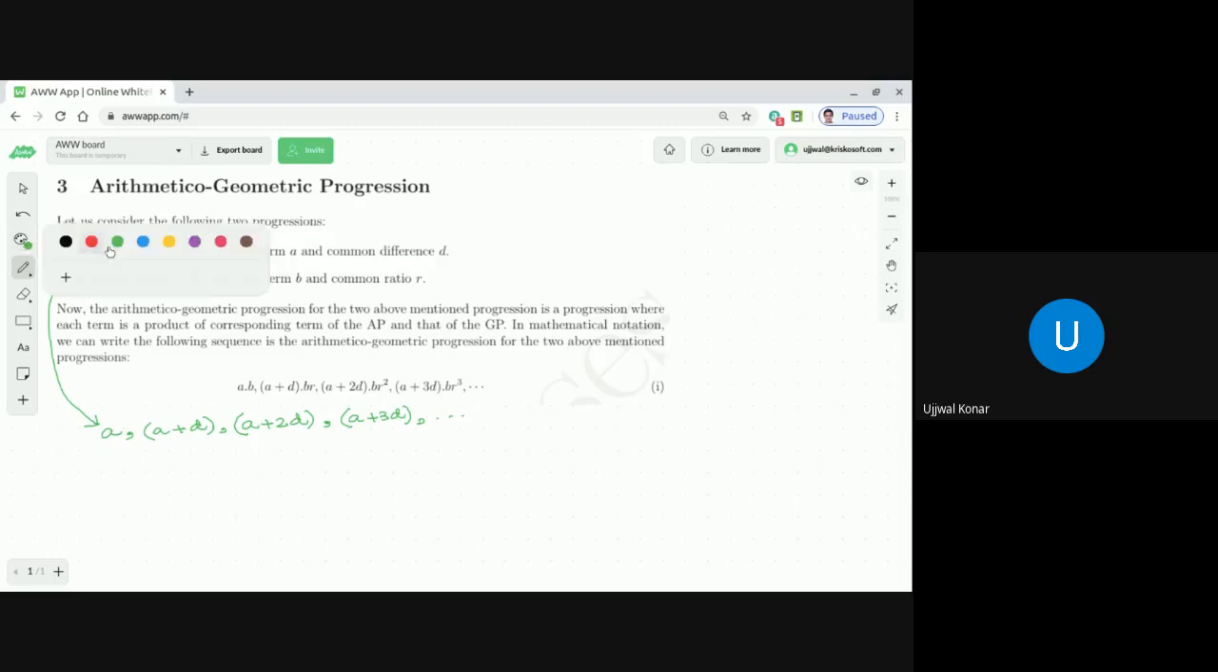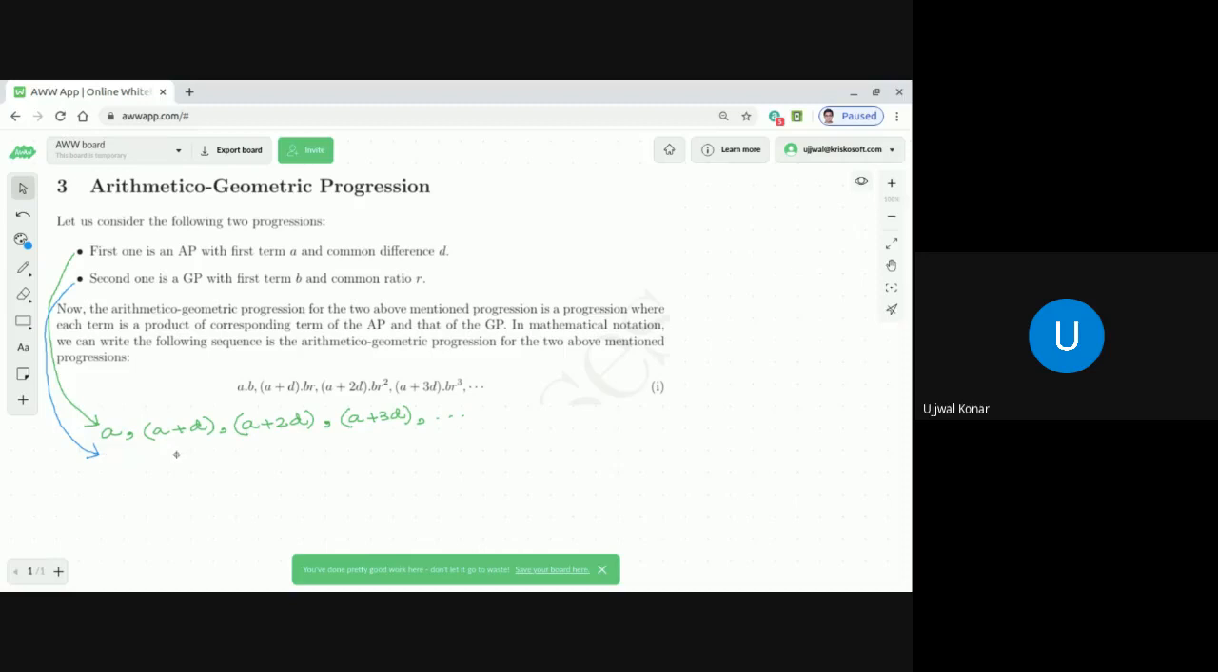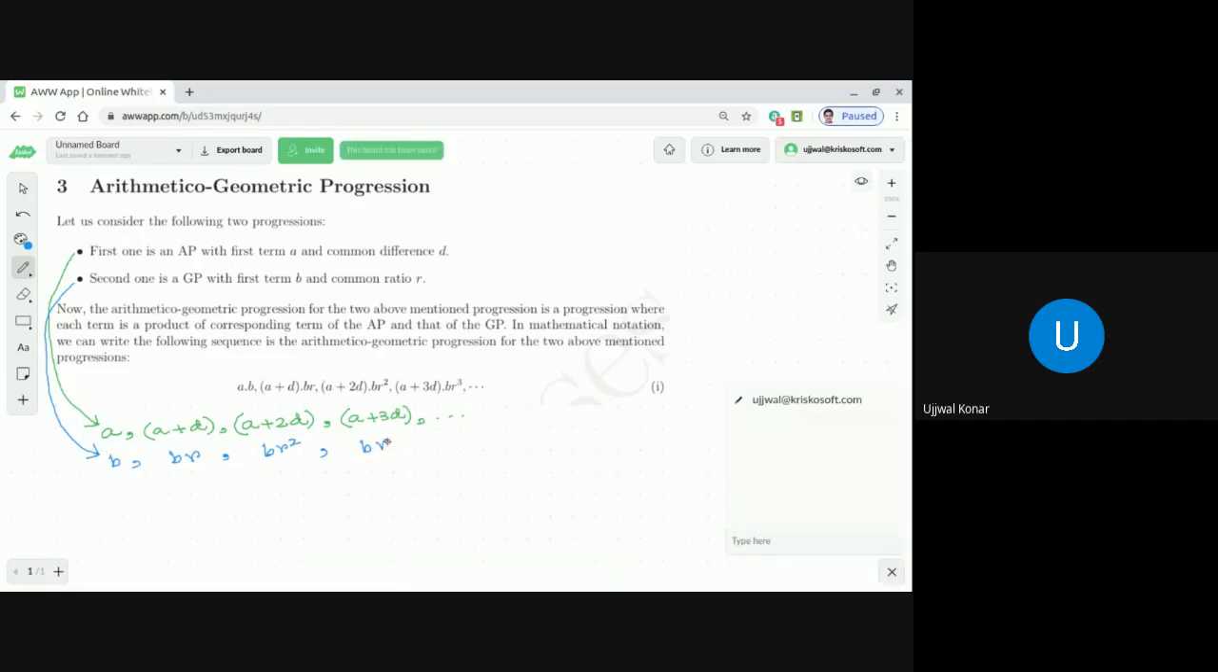The next one, what you see, is a geometric progression, GP. I'm going to write it in the blue color. So, the second one is a GP with first term B and common ratio R. What does it mean? First term is B, second term is BR, third term is BR square, fourth term is BR cube. If you recall, it is B into R to the power n minus 1 is the nth term, right? So in that way it continues.